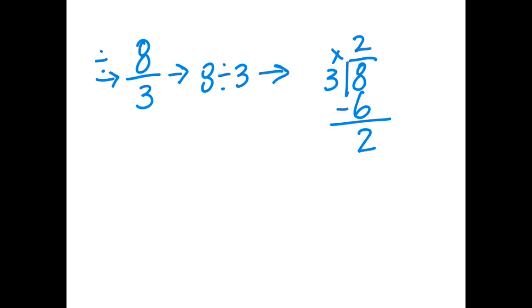Now, I don't want to put in my decimal. I want to keep it as a fraction. I have 2 and 2 out of the 3 left over. So my mixed number is going to be 2 2/3. It's the same as 8/3.